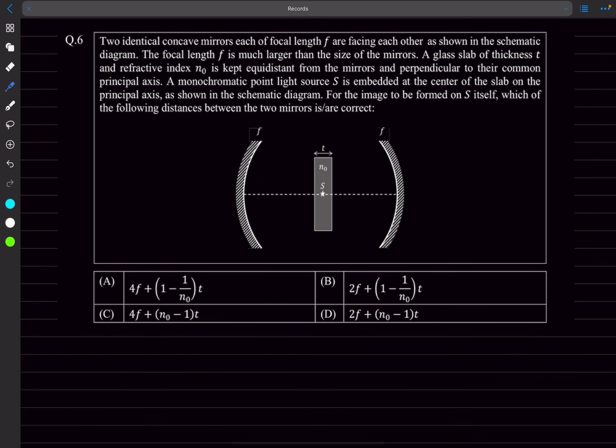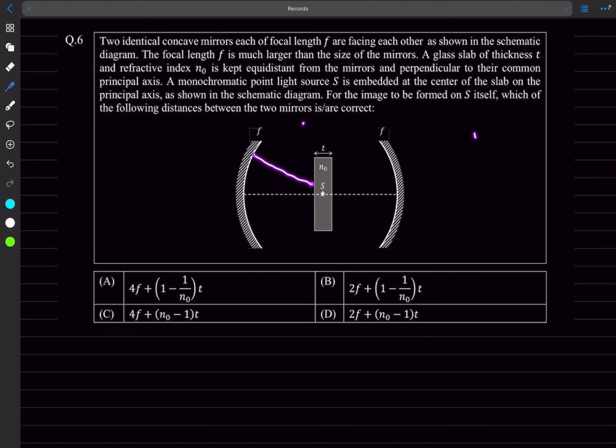So in problem 6, we have two identical concave mirrors, each of focal length f, and they're facing each other as shown in the schematic diagram. The focal length f is much larger than the size of the mirrors. A glass slab of thickness t and refractive index n0 is kept equidistant from the mirrors and perpendicular to their common axis. A monochromatic point light source S is embedded at the center of the slab on the principal axis. For the image to be formed on S itself, which of the following distances between the two mirrors is/are correct?